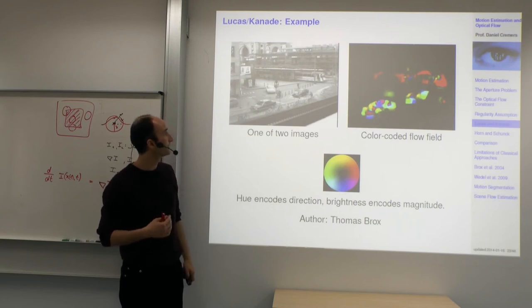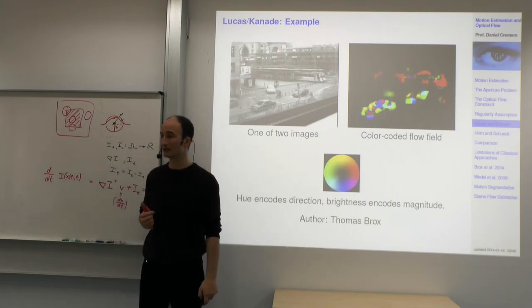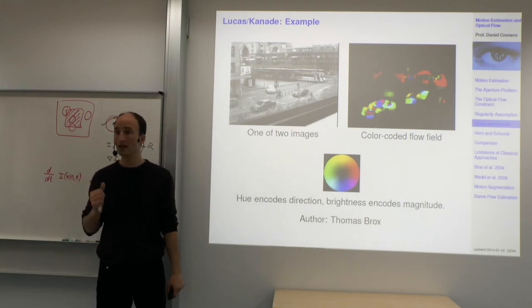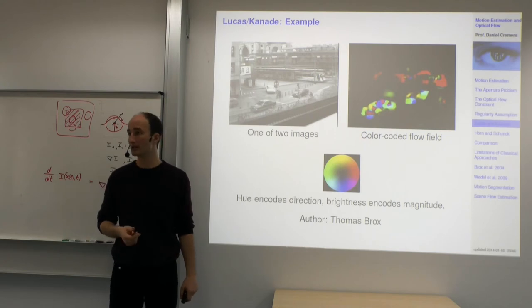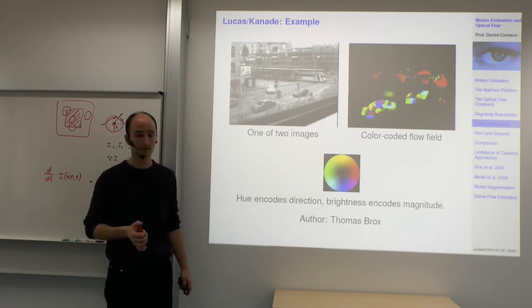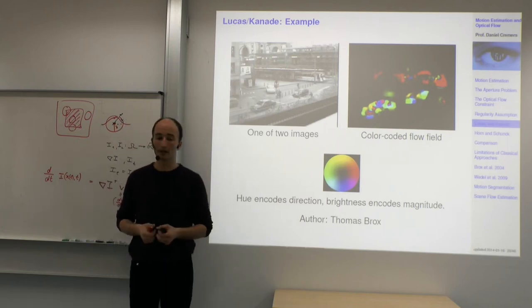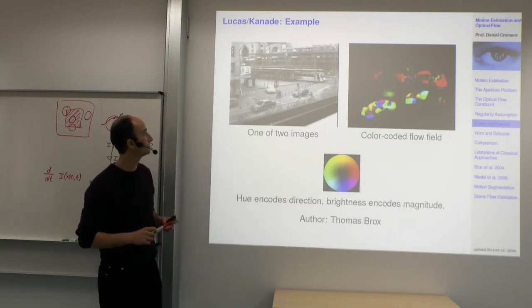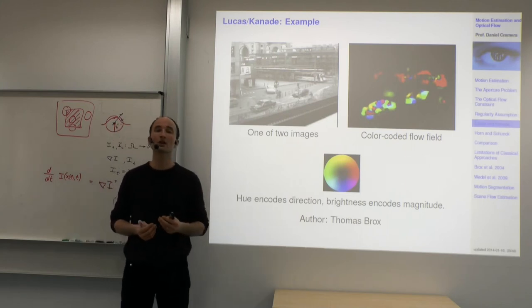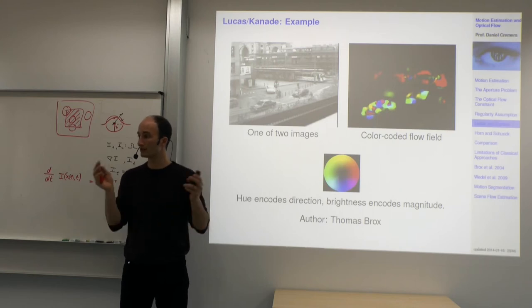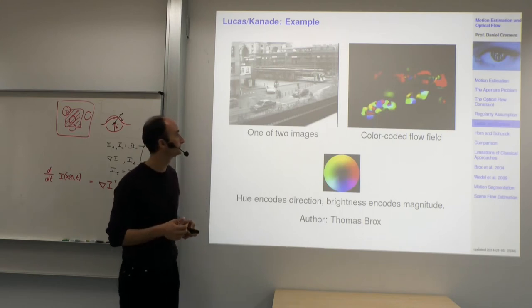The other thing that typically happens with Lukas Kanade type flow estimates is that they are not very dense, because you only consider case 3, and so for many pixels you don't actually get any velocity out. And that is kind of undesirable. One of the challenges in flow estimation is that for many applications you really want some estimate of the motion for every pixel, not just for a subset of pixels.